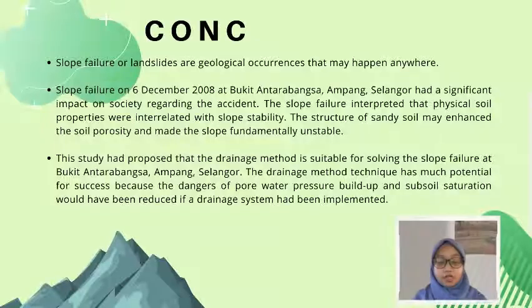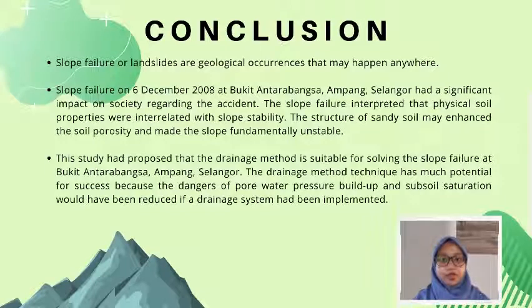In conclusion, slope failure or landslides are geological occurrences that may happen anywhere. The slope failure accident that happened at Bukit Antarabangsa, Selangor had a significant impact on society. In this study, we propose a drainage method. It is suitable for solving the slope failure at Bukit Antarabangsa as the technique has much potential for success, because the danger of poor water pressure build-up and subsoil saturation would have been reduced if a drainage system had been implemented.